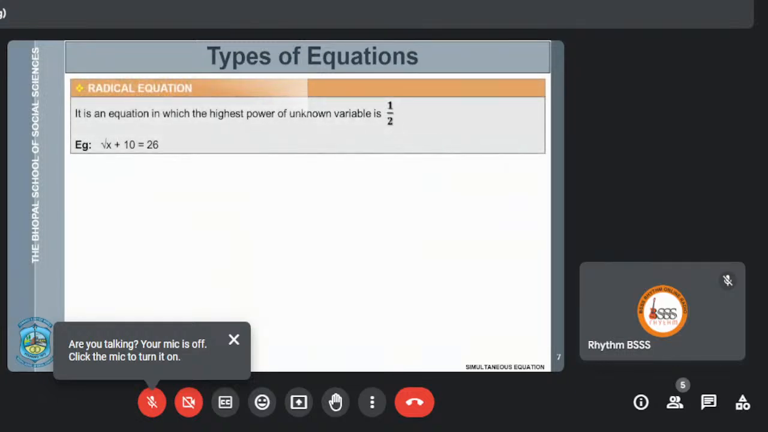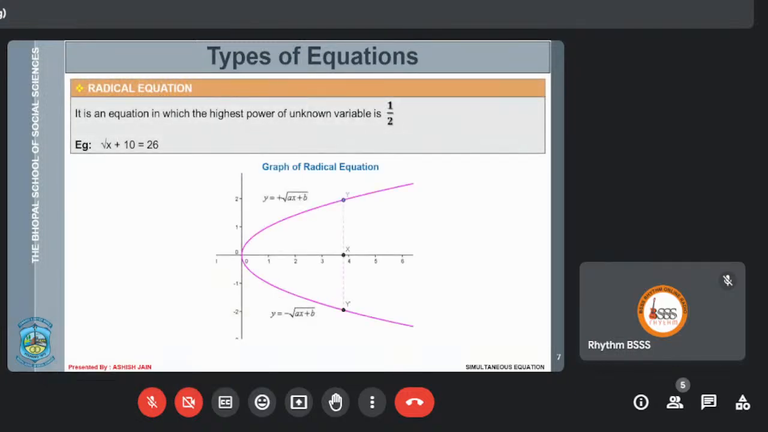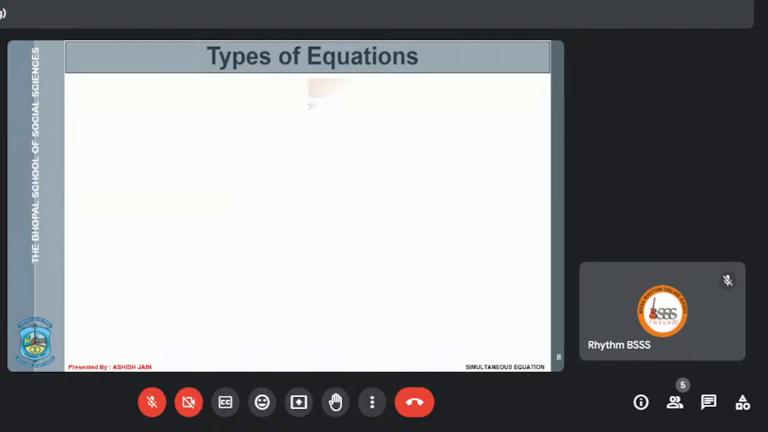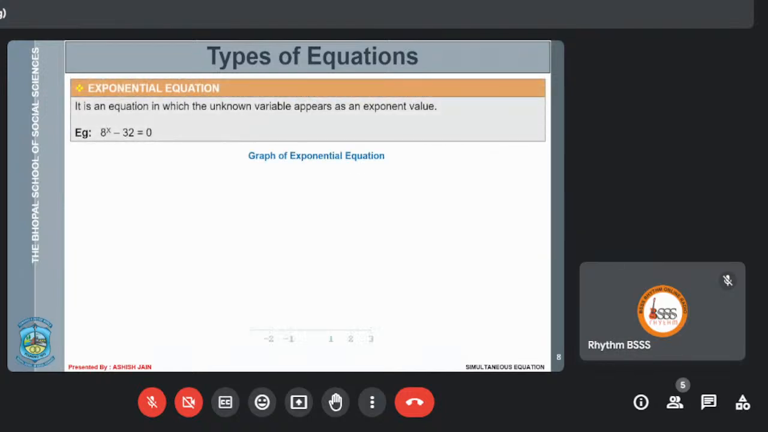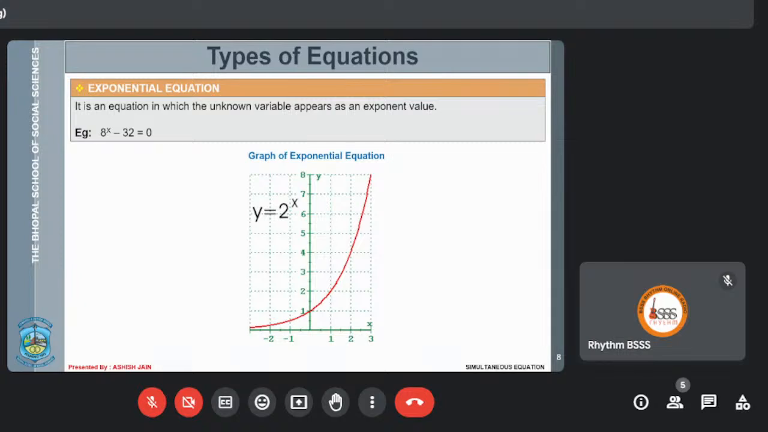Then we have another type of equation called a radical equation, in which the highest power of the unknown variable is 1 upon 2, which is under root. So if any variable has a power root, like root of x plus 10, such an equation is called a radical equation. Here also we get a parabola, but one which is perfectly symmetric from both sides, positive as well as negative side. Okay. Then the next type of equation we have is the exponential equation, in which the unknown variable is as a power. So it is 8 raised to power x minus 32 is equal to 0.